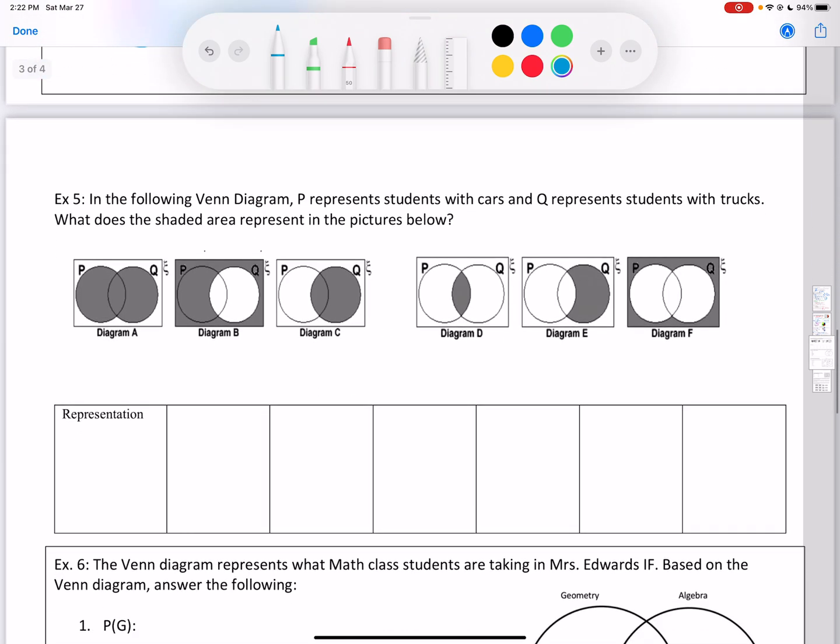For this next example, we're going to talk about the notation that you would use if you were given a Venn diagram. So we have P represents the students with cars, Q represents the students with trucks. What does the shaded area represent in the picture below?